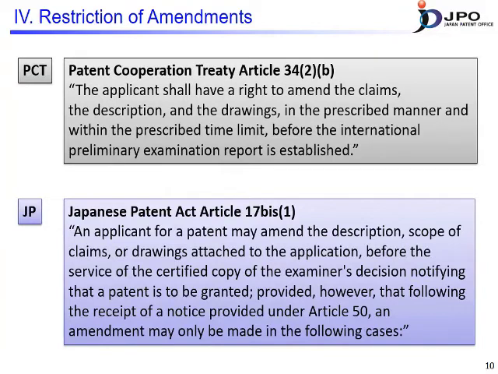JP, Japan Patent Act, has the same restriction. Japan Patent Act said applicants for patent may amend the description, scope of claims, or drawings attached to the application before the service of the certified copy of the examiner's decision notifying that a patent is to be granted, provided, however, that following the receipt of a notice provided under Article 50, an amendment may only be made in the following cases.